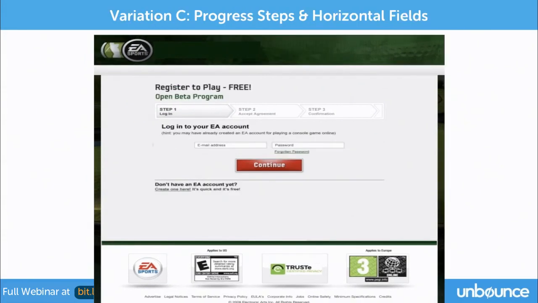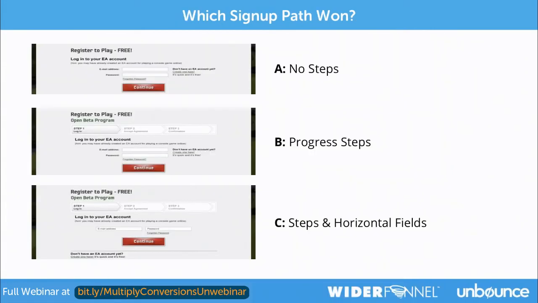Okay, and variation C, we isolated against variation B by changing the orientation of the fields to be horizontal instead of stacked vertically. Okay, so some minor, you may think, minor elements in a form design, and we test hundreds of these things to really drill down into what works best. So, again, we're going to test your skills. Which one won? Was it A with no steps, the redesign, B with the progress steps added, or C with the steps and the horizontal fields?